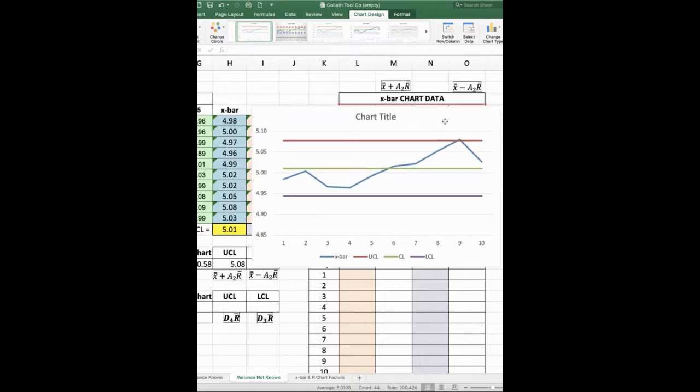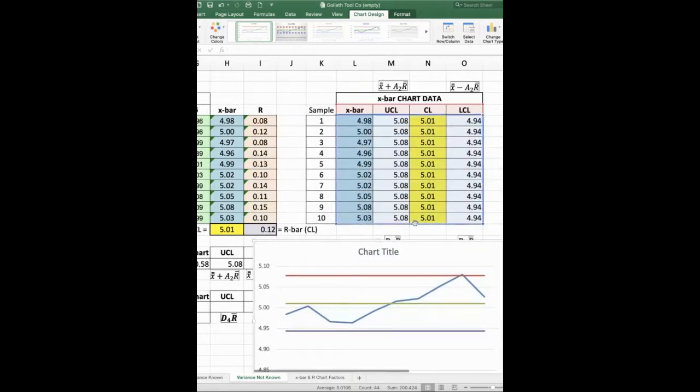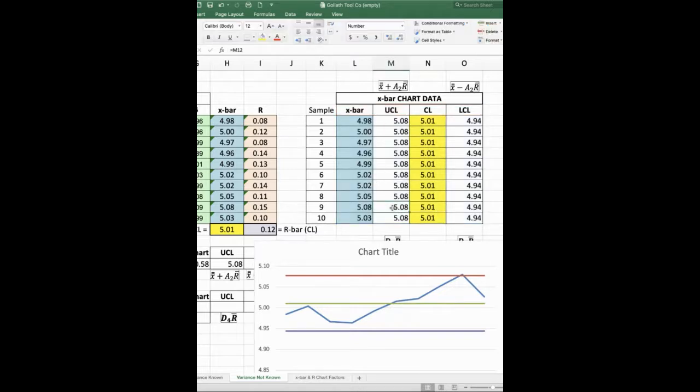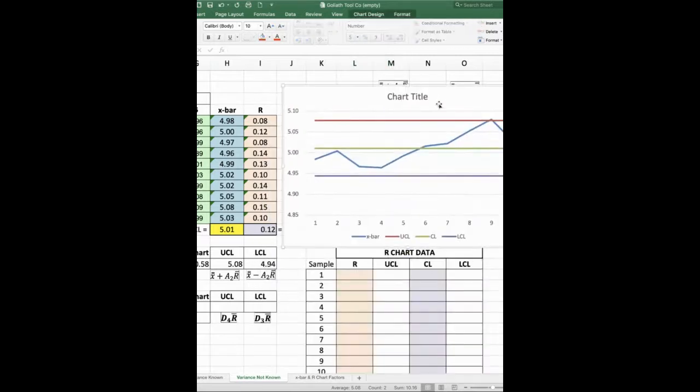And if we go back and look at our data, here's number 9, and it appears that it's right on it. But I know if we had decimal points, you would see that 5.08, which is the average, is just slightly above 5.077. So it is above, and it would cause your X bar chart to be out of control.